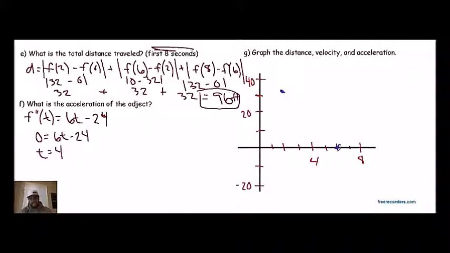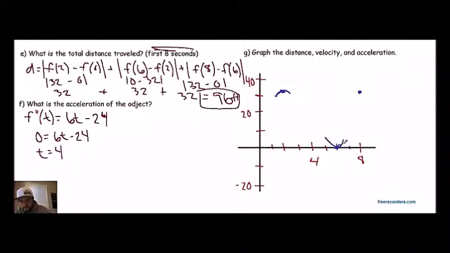And then at 8 seconds, back up at 32. Okay. A couple of things to note. We realized that this was a turnaround point because our velocity was 0, so this is where we would expect to start to turn around. This was another turnaround spot, so we'd expect to be turning around there.